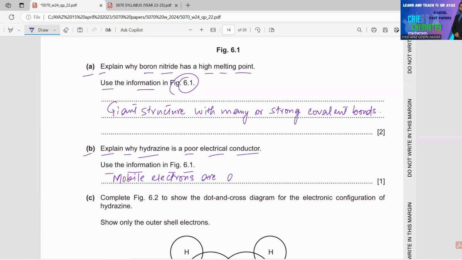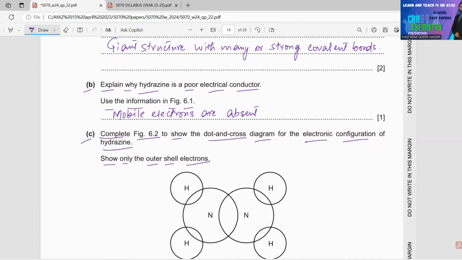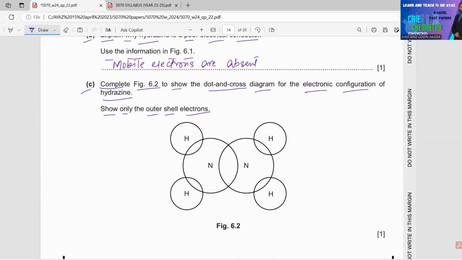C, complete figure 6.2 to show the dot and cross diagram for the electronic configuration of hydrazine. Show only the outer shell electrons. Now what I'm going to do, I'm going to show the key on the right hand side, which will help you to place the valence electrons for each of these, nitrogen and hydrogen. For nitrogen, I'm using cross. For hydrogen, I'm using dot.